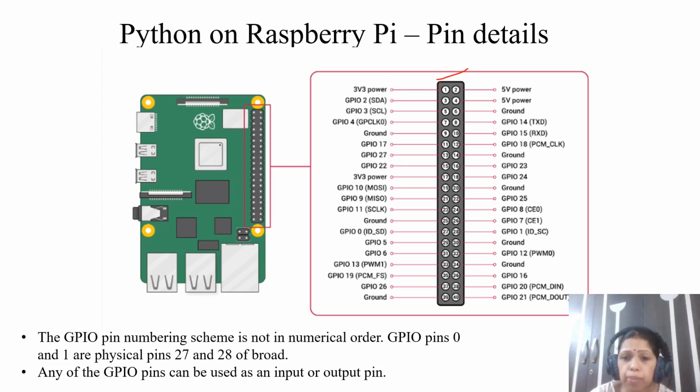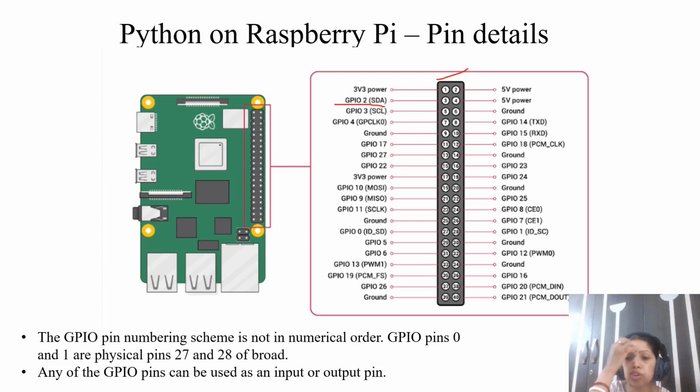These pin numbers are normally not the GPIO pin numbers. This is the normal pin number, the physically connected pin number. Suppose this is pin number 1, pin number 2, pin number 3, this way. But the GPIO numbering is different with respect to the physical pin. You can see this is the GPIO 2 pin, but GPIO 2 is located at physical pin number 3.